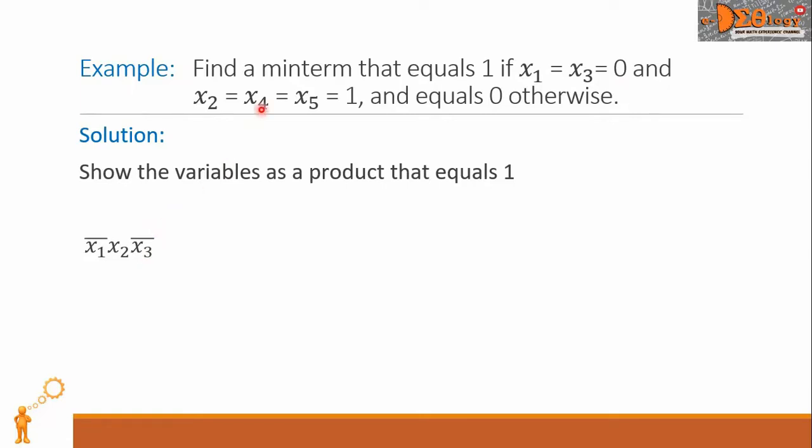Then x sub 4, and that is equal to 1. We'll just copy it down here, followed by the last variable x sub 5. This is equal to 1 also, so we will just copy it in here. So x sub 1 complement times x sub 2 times x sub 3 complement times x sub 4 times x sub 5. This is the minterm. This is our final answer.